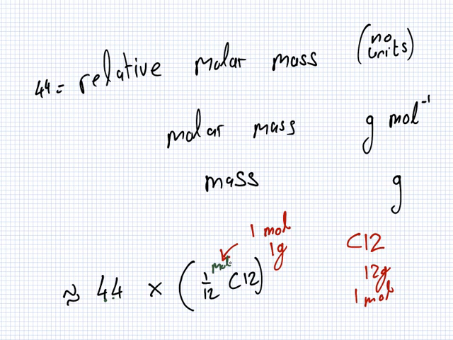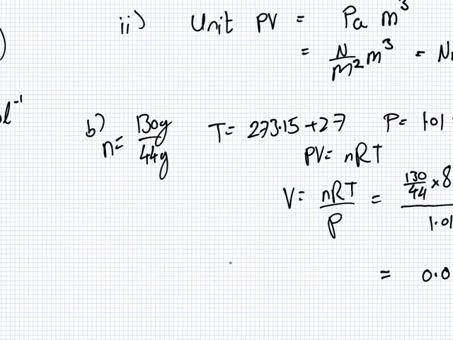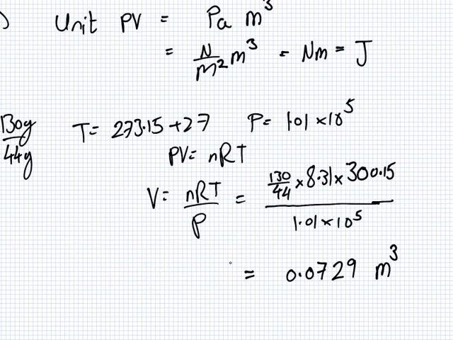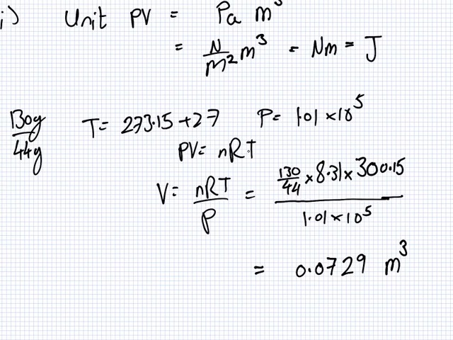But anyway, that's very complicated. In my head, relative molar mass of 44 means basically 44 grams per mole. So we have roughly 3 moles of carbon dioxide.